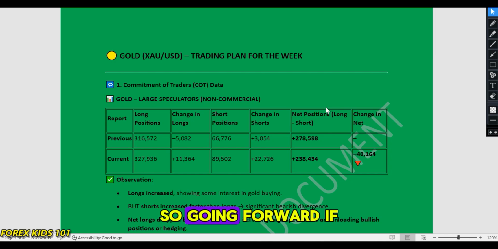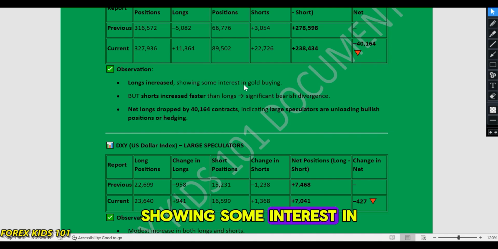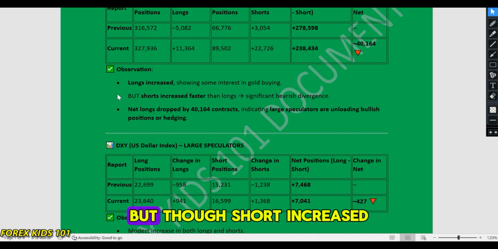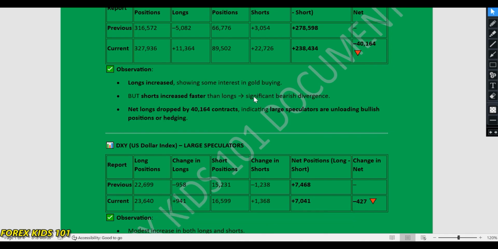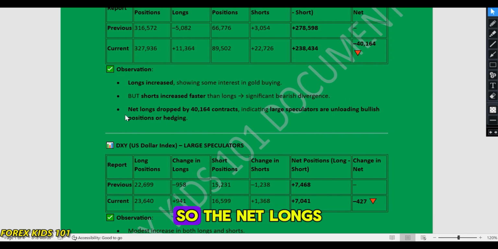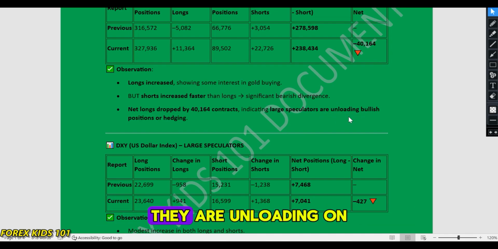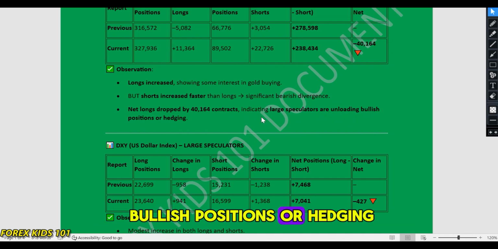Going forward, if we look at the observation, you can see longs increased on gold, showing some interest in gold buying. But though shorts increased faster than longs, a significant bearish divergence is expected. The net longs dropped by more than 40,000 contracts, indicating that the large speculators are unloading bullish positions or hedging.